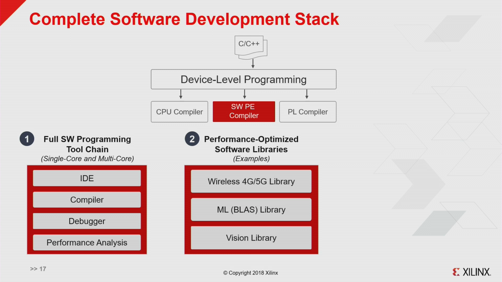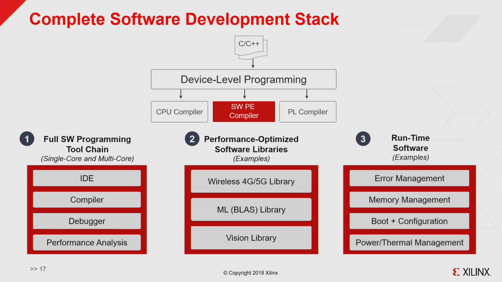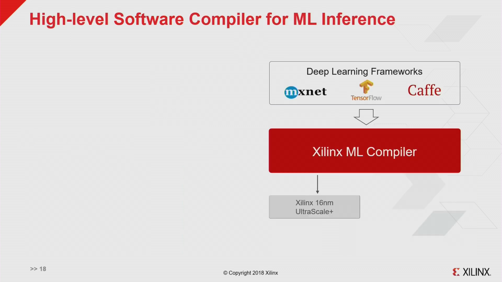In addition to the software toolchain, there are going to be optimized libraries. There are going to be 5G libraries, machine learning libraries, vision libraries, and so on. And then there is also the runtime software. The runtime software will run on the PS and will handle error management, memory management, boot configuration, power, and thermals. These are just examples of the type of complete functionality that we need for the runtime software for this programmable engine.